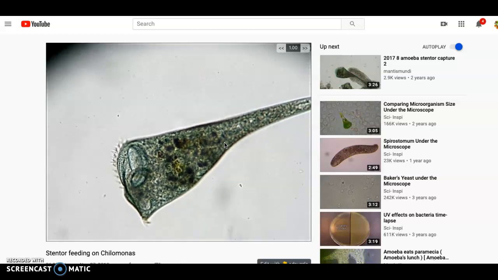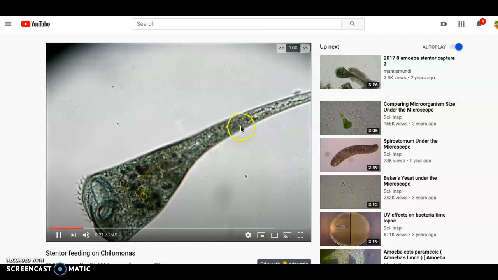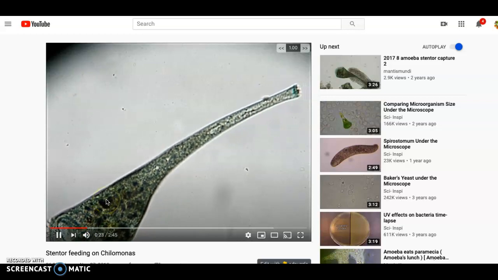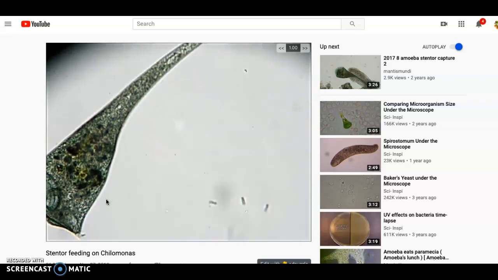It's just a crazy looking protist, and again, another animal-like one. So the neat thing about all these critters that I've just showed you is that they move, they're active.